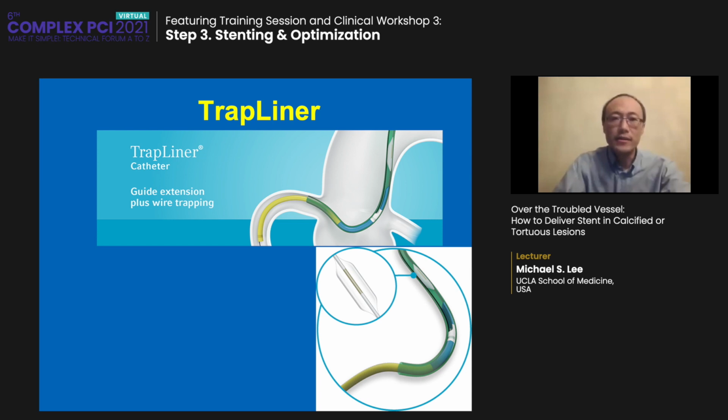A version of the guide liner is the trap liner. This device has a balloon that you can inflate inside the guide catheter to provide more of an anchoring effect, so when you try to advance your device, the guide liner won't kick out. This can be quite useful.